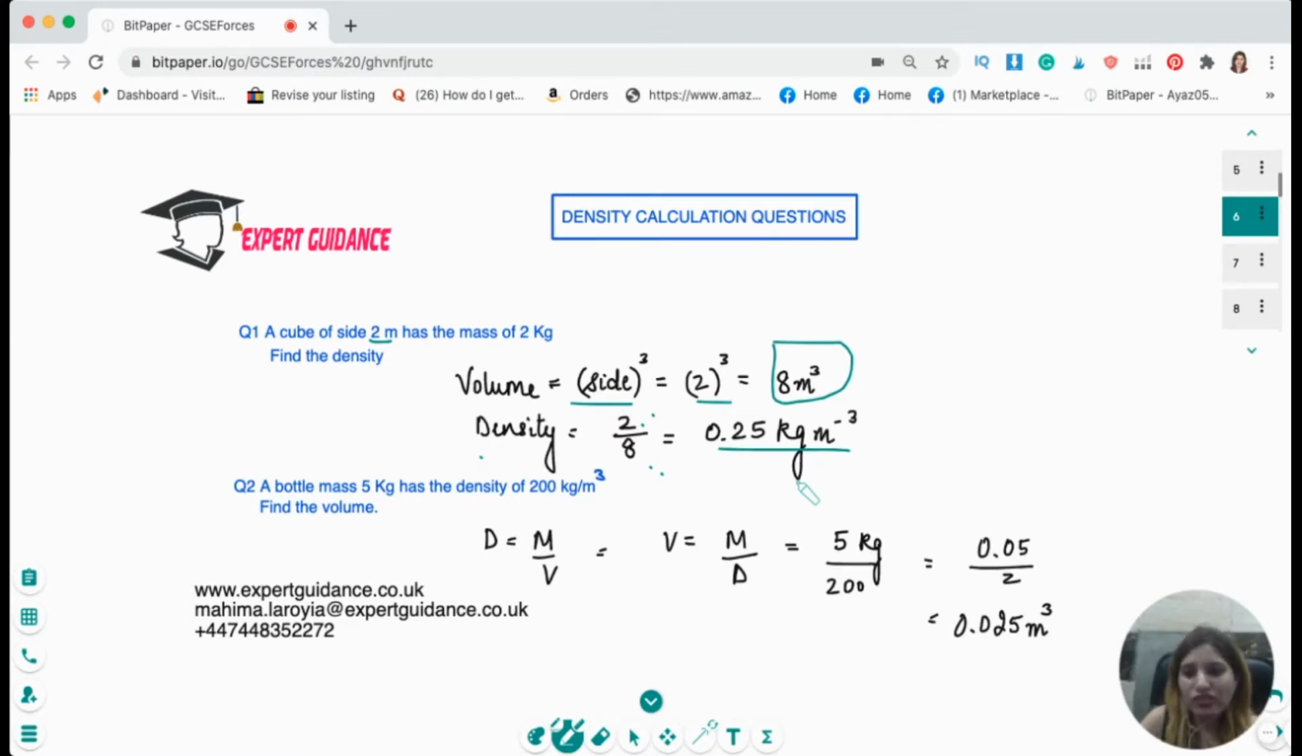For the next question, density is mass over volume. So if I rearrange this, I will get volume is equal to mass over the density. My mass is 5 kgs, density is 200 grams. I'll divide the 2.